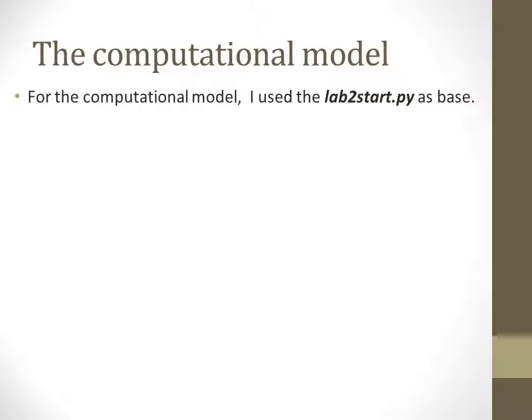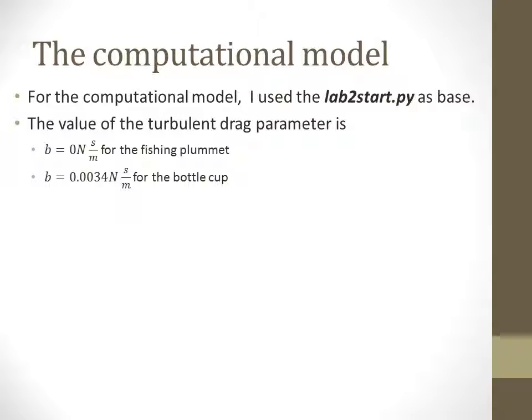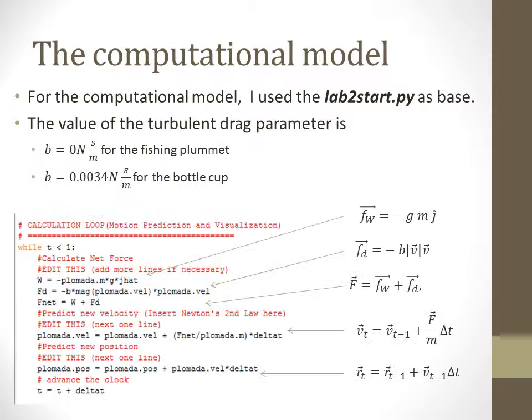The computational model, well, I used the file from the lab to start as a base. I calibrated the v parameter for the two objects in different ways. As you can see, in the case of the plummet, there is no drag force, so the v constant is equal to 0, and in the case of the bottle cap it is a very small value. Here you can see how the fundamental physical equations are represented in the computational model.